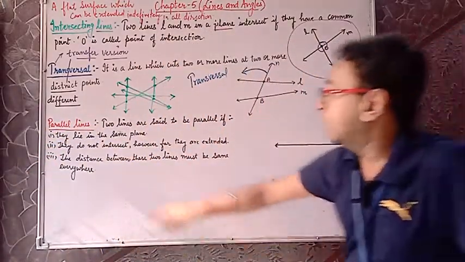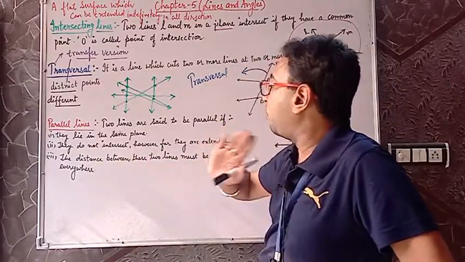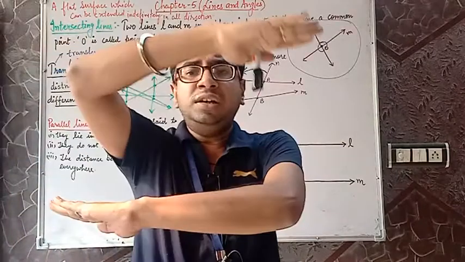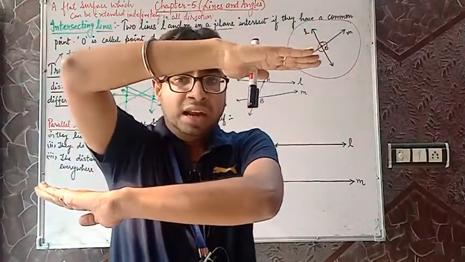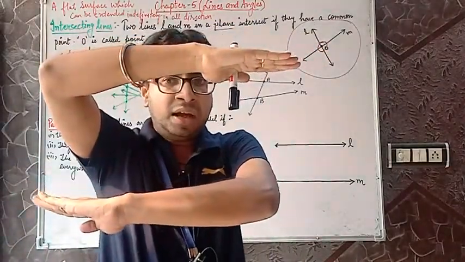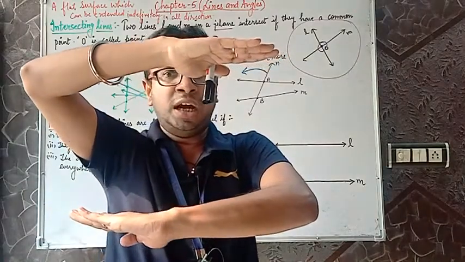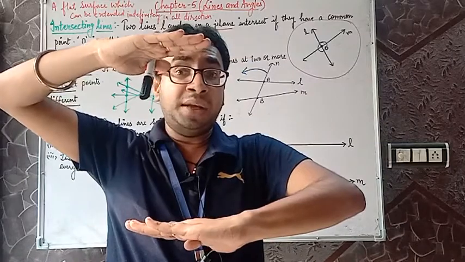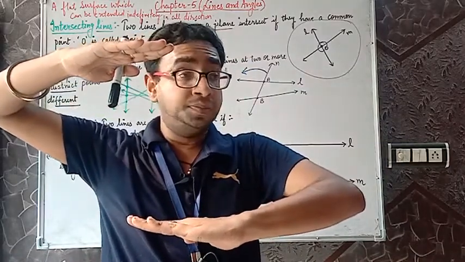Now, clear with this? They do not intersect, however far they are extended. Understand, this is very important. They are not intersecting. For example, I am bringing my arms. Are they intersecting? No, they are not intersecting anywhere. They are going parallel to each other. Understand what I am saying? They are not intersecting at all.